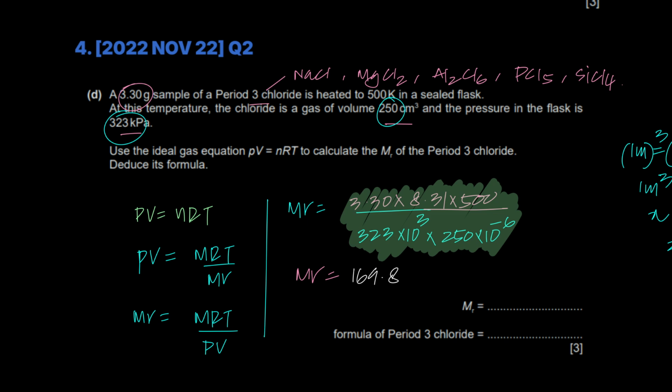It should be correct to 3 sig fig, and therefore this 8 should be rounded off, and 170 should be the Mr. And this is where students lose marks when it comes to these particular questions. These questions are very simple, very basic, straightforward questions, but they lose marks when they write down the final answer. And what's the formula for the period 3 chloride?